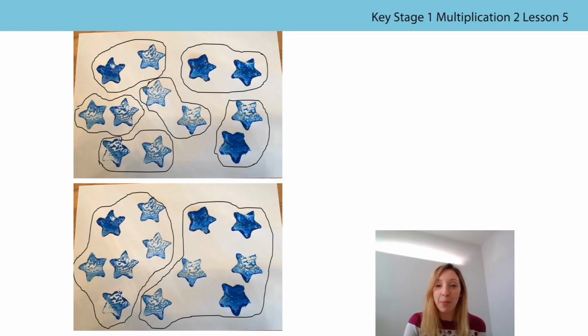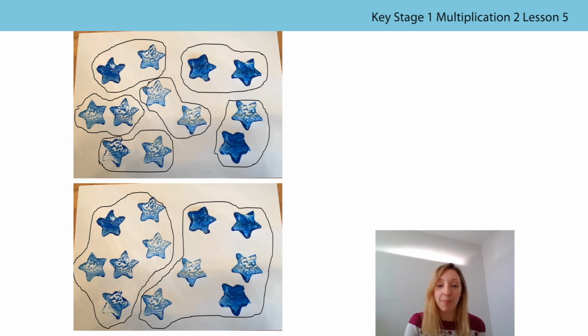You might have circled your picture in different ways, or you might have arranged your objects in different ways. Did you do it in any of these ways? Let's look at the first picture, the top one. How many equal groups can you see? I can see 1 group of 2, 2 groups of 2, 3 groups of 2, 4 groups of 2, 5 groups of 2, 6 groups of 2. I can see 6 groups of 2.